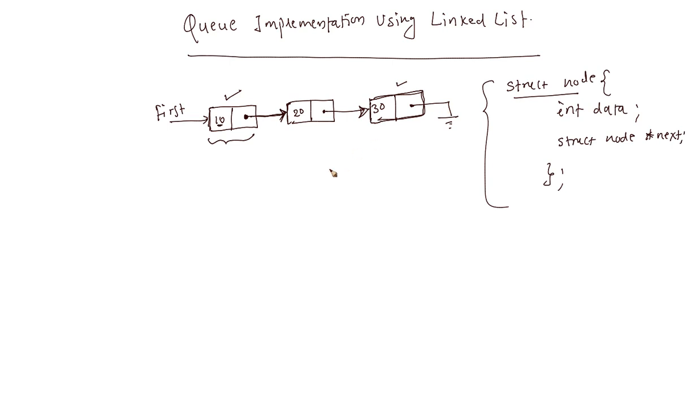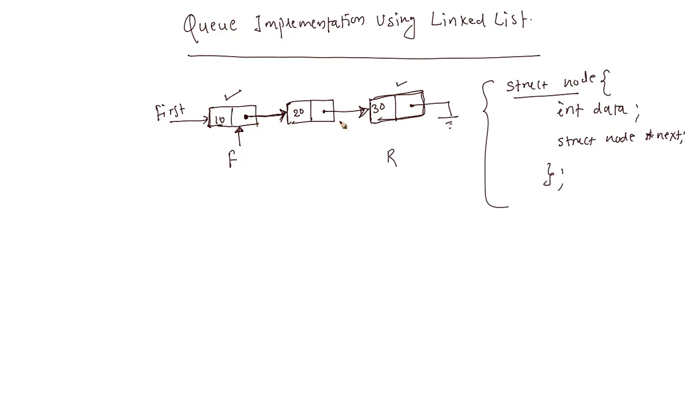So let us say we have two pointers here. One is called front and the other one is called rear, like we had front and rear variables in queue implementation using arrays. Here we will have two pointers. These are now actual pointers. So this is the front pointer. It will be pointing to the front node, or the node which has come in first in the queue, or inserted first in the queue.